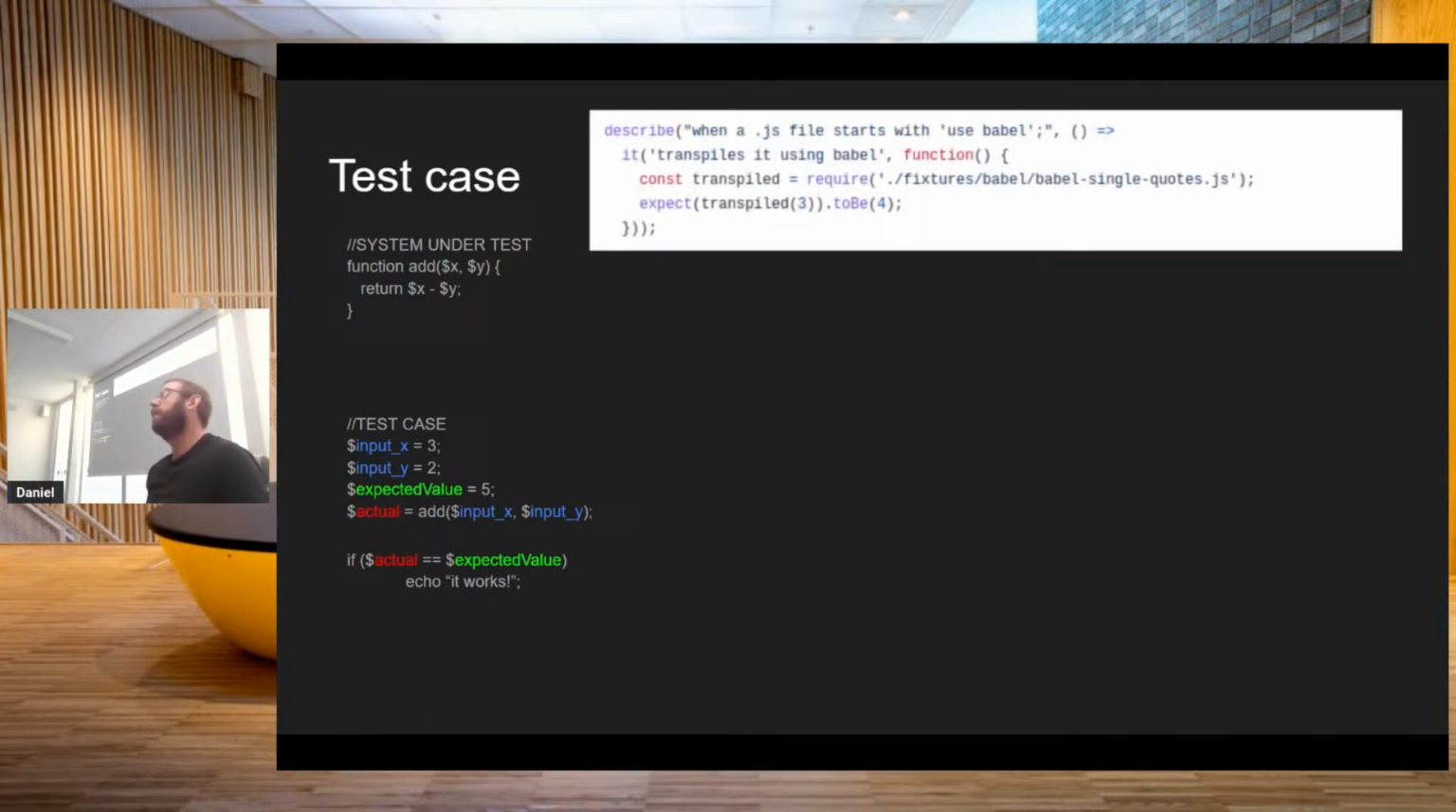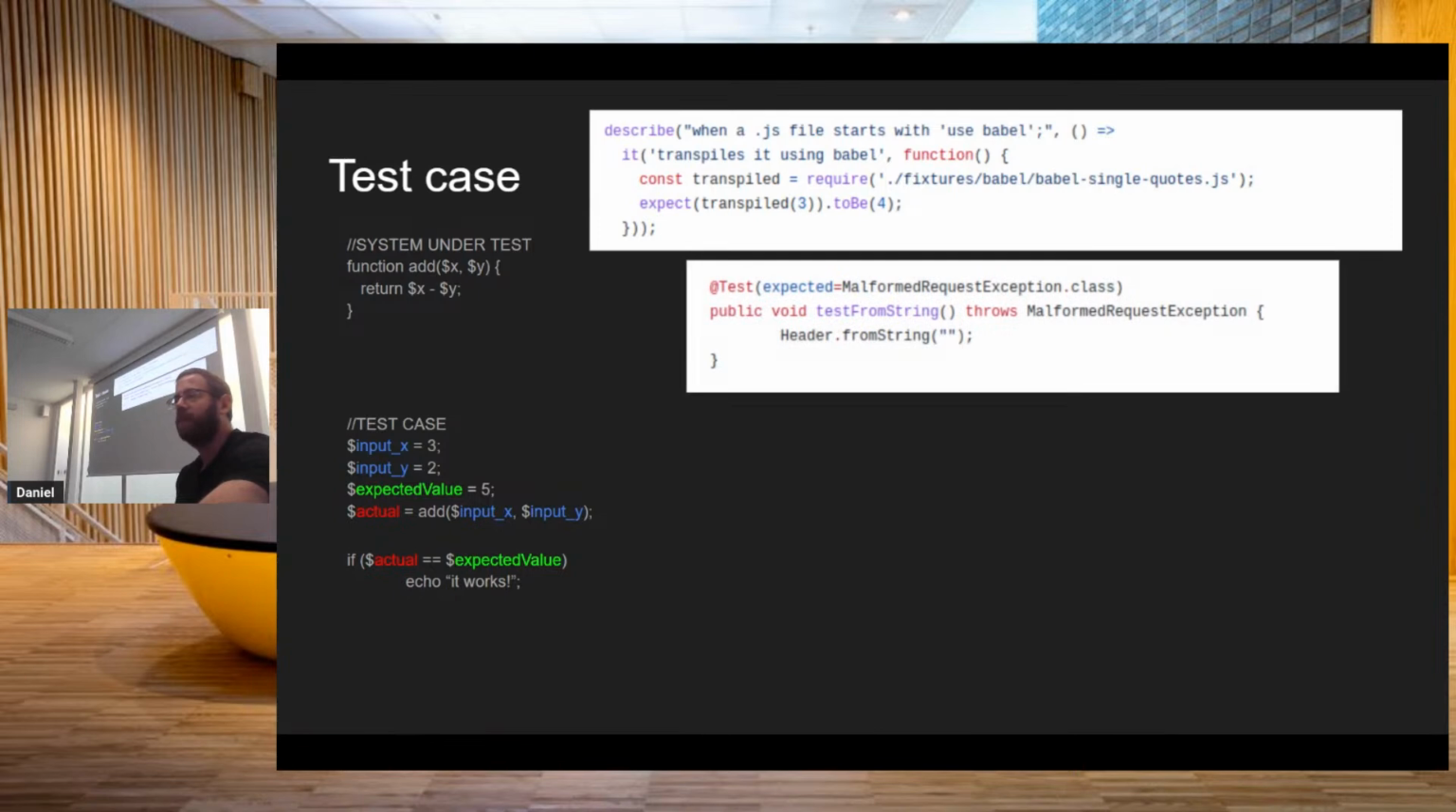Okay, so a test case in JavaScript could look like this. We describe, this is the name of the test case. And then it has... I've just copied this. I don't think that we really need to read it, but this is from Java, a test framework from Java.